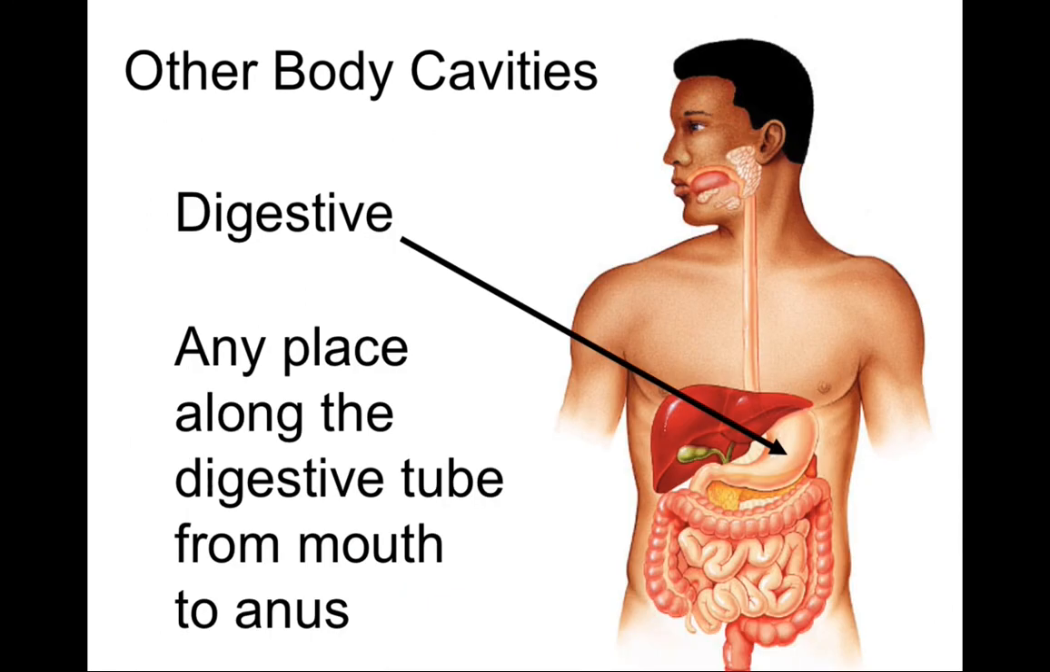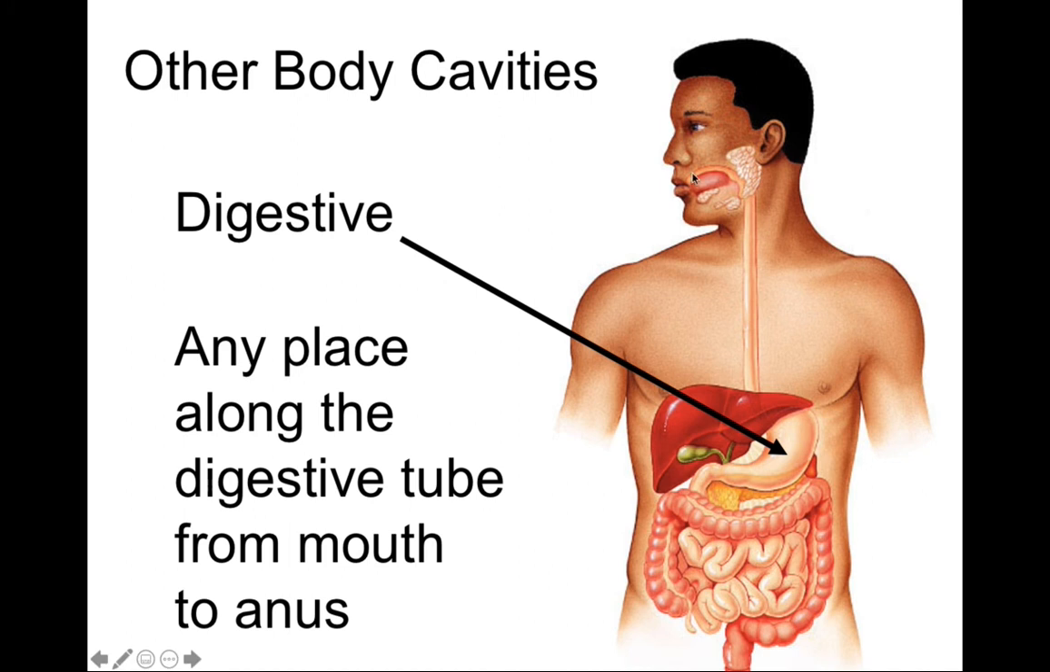The last body cavity that we're going to discuss is the digestive cavity. Now we often don't think of the digestive cavity as a body cavity, but in fact it is considered a space within the body. Essentially, the digestive system is a long tube that leads from the mouth to the anus, and there has to be a space for food to come in and eventually be digested. Therefore, this is considered one of our body cavities.